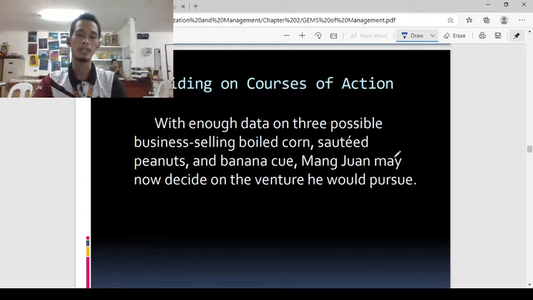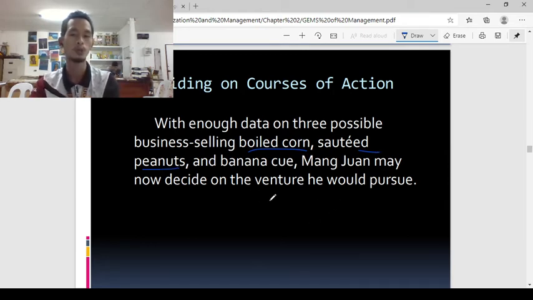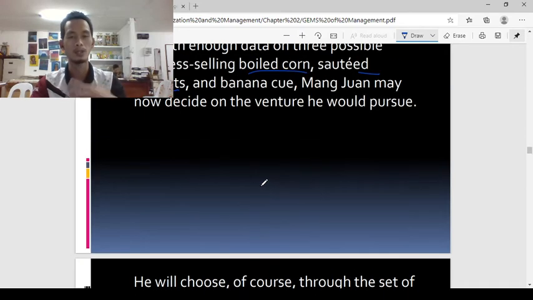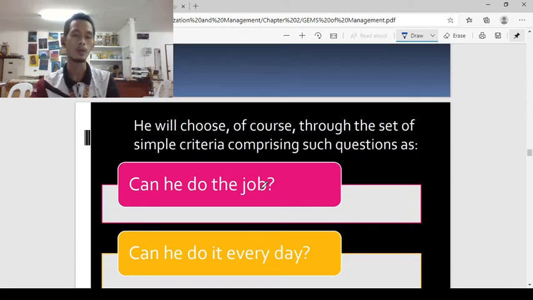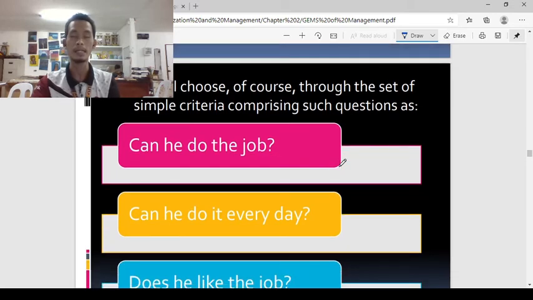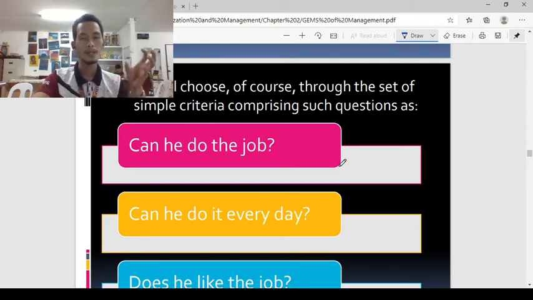With enough data on 3 possible business selling, boiled corn, salted peanuts, and banana Q, Mang Juan may now decide on the venture he would pursue. So, deciding on courses of action. Now, in deciding courses of action, he will choose, of course, through a set of simple criteria. Ikaw mismo as manager, you will come up with simple criteria, di ba? Questions to answer whether such business is worth starting or not.